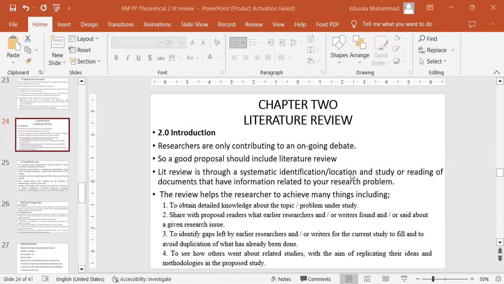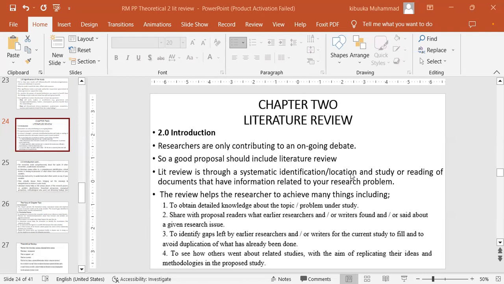You will not go to ICT journals when you are talking about entrepreneurship. So once you have listed those places where you are going to locate, then you can start searching in them one by one.